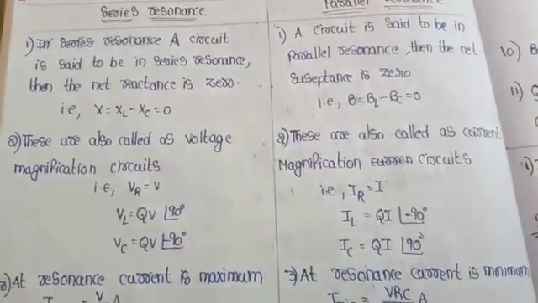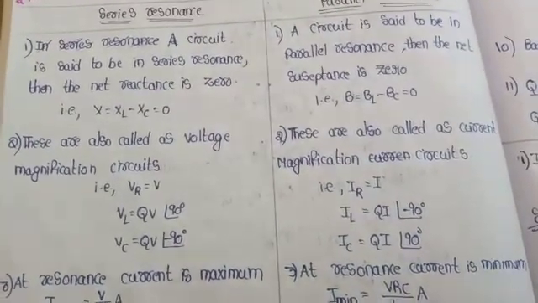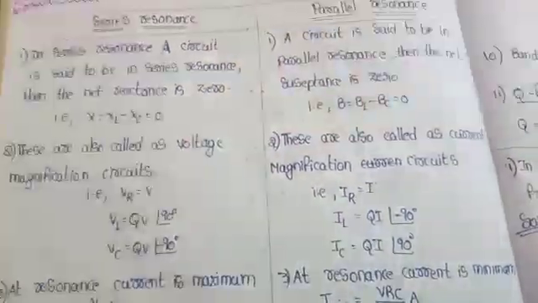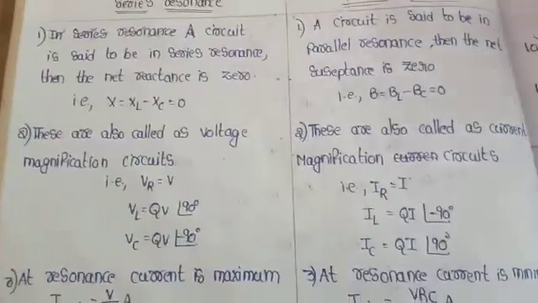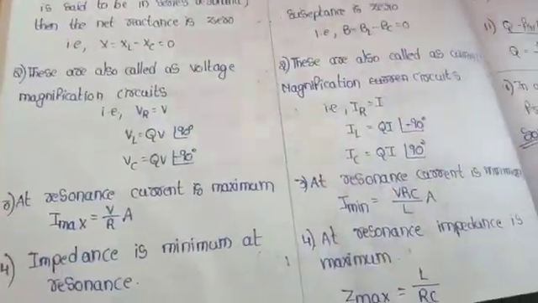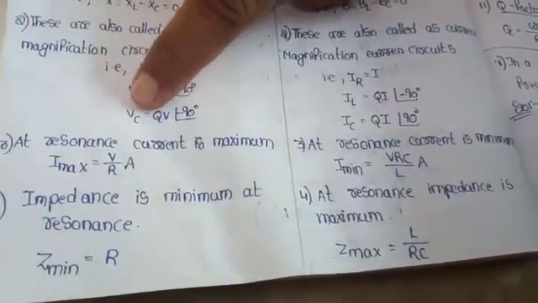Another difference: series resonant circuits are also called voltage magnification circuits, that is VR is equal to V. It is a series circuit, so voltages at the different branches are different, that is R, L, C. That is VR is equal to V, VL is equal to QV at an angle 90 degrees, VC is equal to QV at an angle minus 90 degrees.